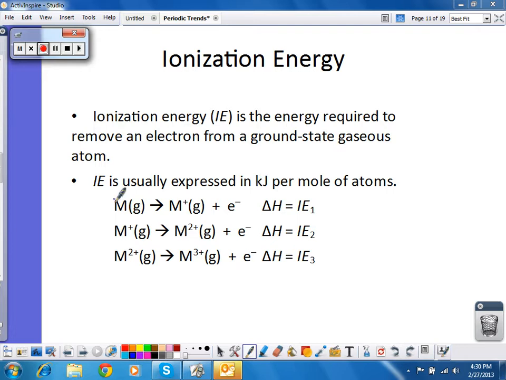So if I start with metal M and remove one electron, that's called the first ionization energy because I made a +1 ion. The second ionization energy comes from taking that +1 ion and making it a +2 ion. Third ionization energy comes from starting with the +2 ion and making it a +3 ion. So you know it's stepwise. Each ionization energy, you start with the ion from the previous step and just remove one more electron.